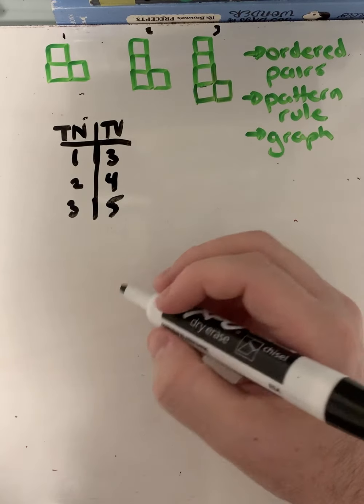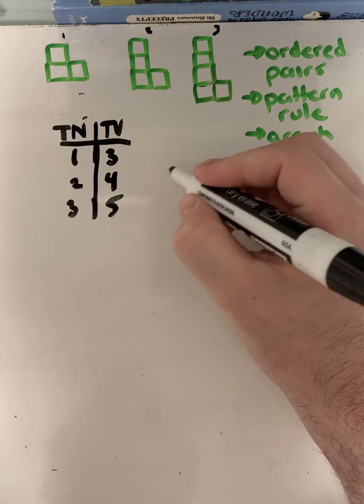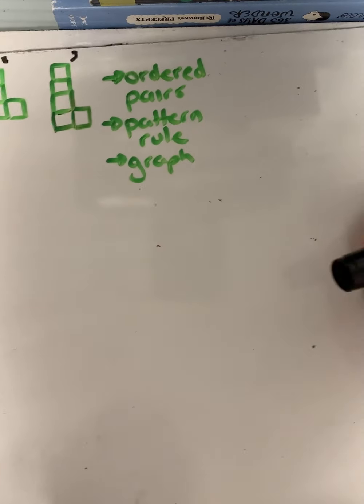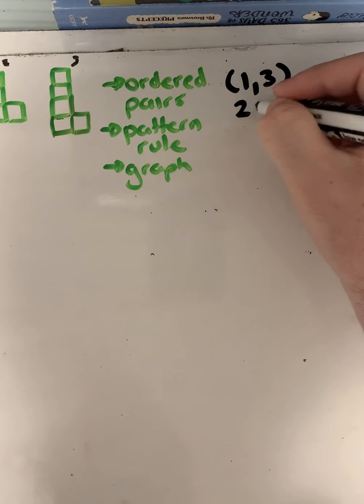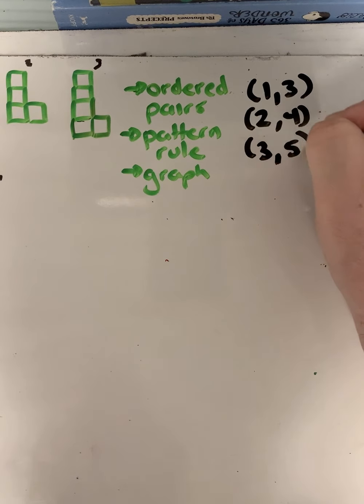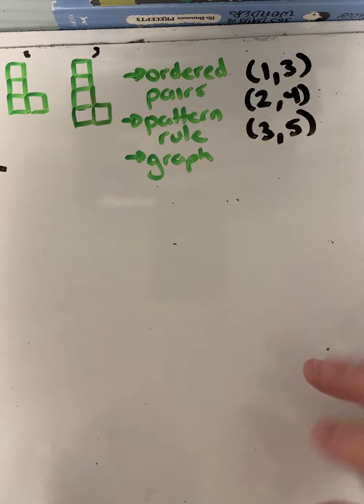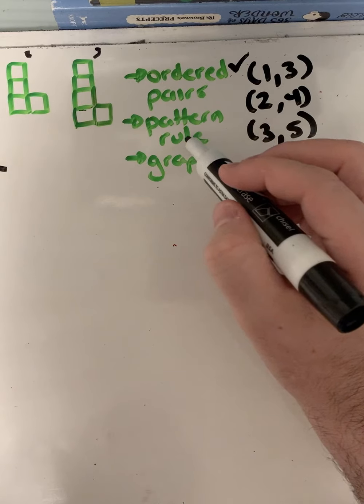So the ordered pairs would start at 1 because we don't have a 0, right? So your ordered pairs would be, let's write them up here, 1 and 3, 2 and 4, and 3 and 5. Okay, so you've got your ordered pairs. You're ready to start graphing. Once you're ready, we need to write a pattern rule.